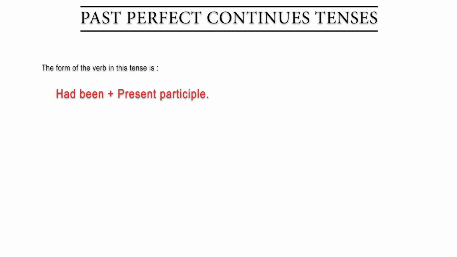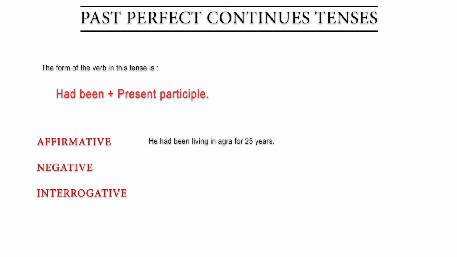In past perfect continuous tense, the form of the verb in these sentences is had been plus the present participle. In past perfect continuous tense, there are three types: affirmative, negative, interrogative. In affirmative: he had been living in Agra for 25 years. In negative: he had not been living in Agra for 25 years. In interrogative: had he been living in Agra for 25 years?